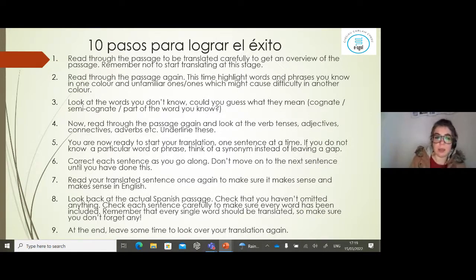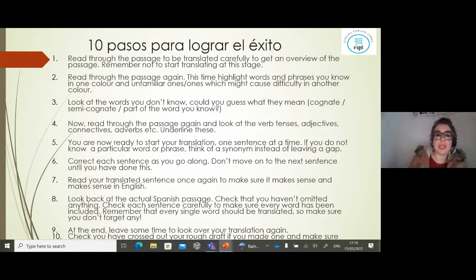Leave some time to look at your translation again and check you cross out your rough draft if you made one, and make sure that your spelling and your writing is legible for the examiner.